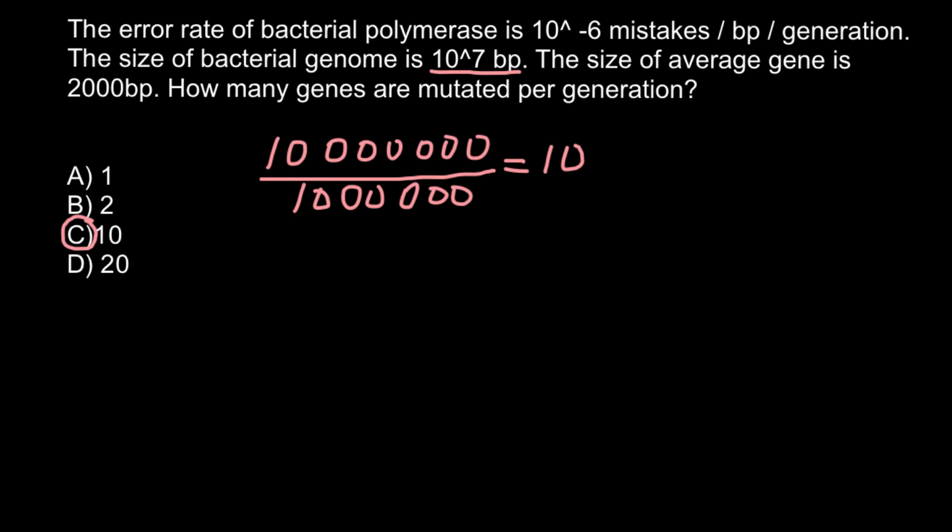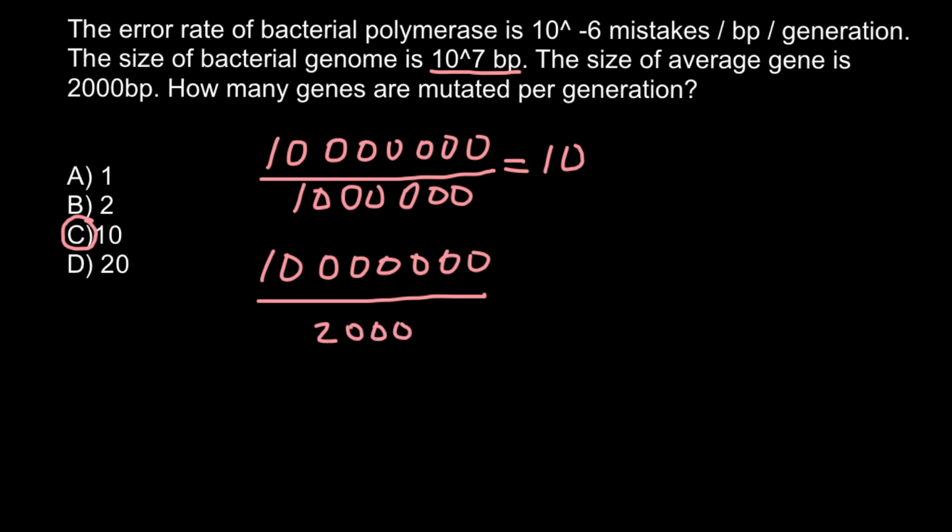One more time, if we divide 10 million base pairs of the bacterial genome by 2000 base pairs per one gene, we are going to get 5,000 genes. So now all these numbers look realistic. And one more time, this number is like 100-fold bigger than the normal mutation rate in bacteria.